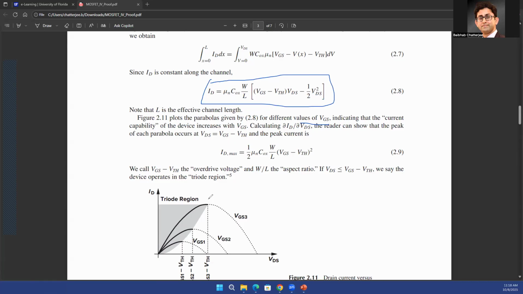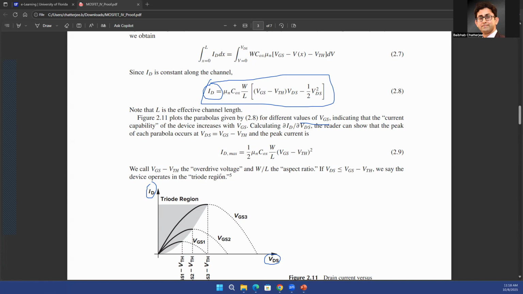Again, you learned that in your high school math, that if you take a first derivative of ID with respect to VDS, because you're plotting ID with respect to VDS, and equate it to 0, then you will find out where your maxima or minima is present. If you take the second derivative and the value of the second derivative at the maxima or minima is positive versus negative, that tells you whether it's a minima or a maxima, right? Again, something you learned in high school. So here, if you do that, you will find out that this is a parabola.